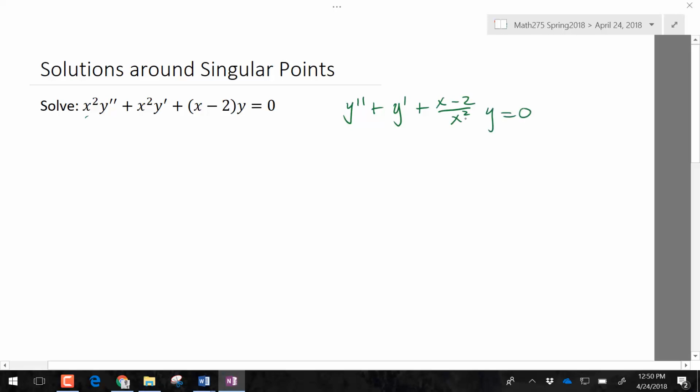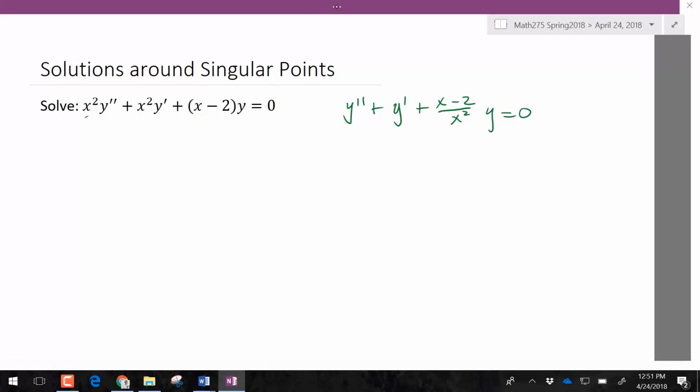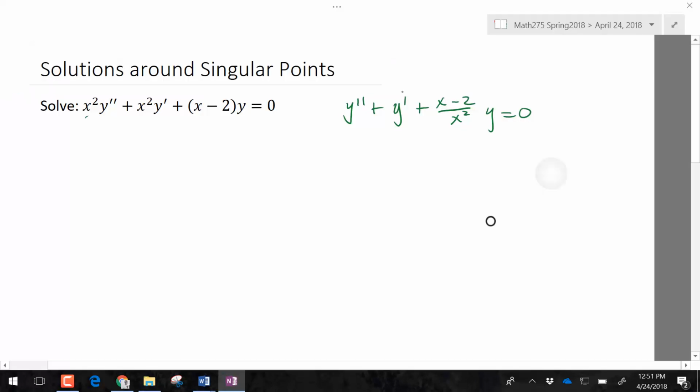So the fact that x equal to 0 is undefined for the Q function, the capital Q function, means that we have a singular point. Our capital P of x is 1, which is analytic. Our capital Q of x is x minus 2 over x squared, which is not analytic at 0. So we have a singular point at x equals 0.